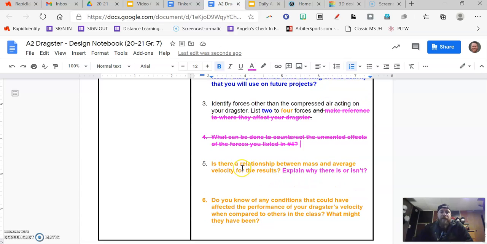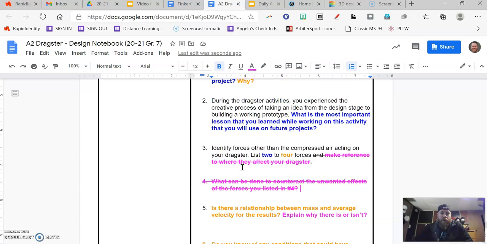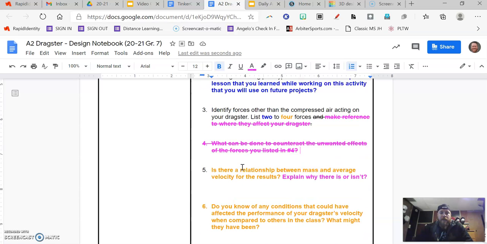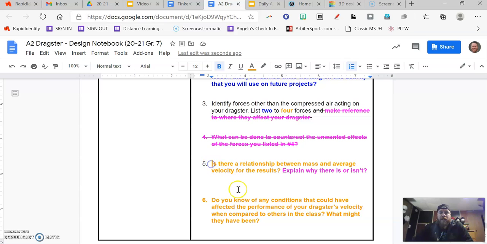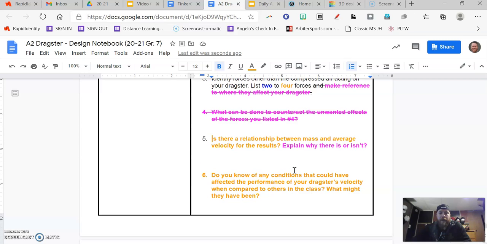Question number 5, this goes back to the data that we just analyzed up here in the charts. Is there a relationship between mass and average velocity for the results? When you look at the average mass and the average velocity, is there a relationship? Does more mass make a car faster? Does more mass make a car slower? Look at your data to answer that question. You should answer that question, and then explain why there is or isn't a relationship.